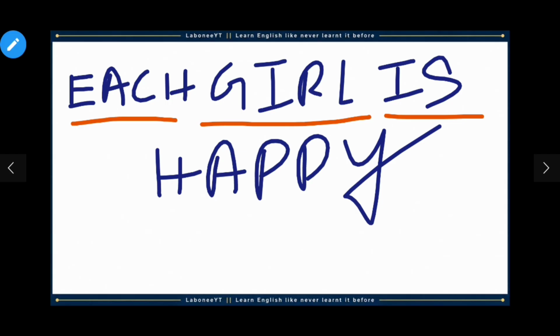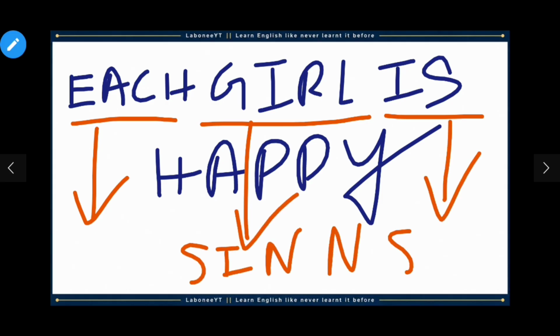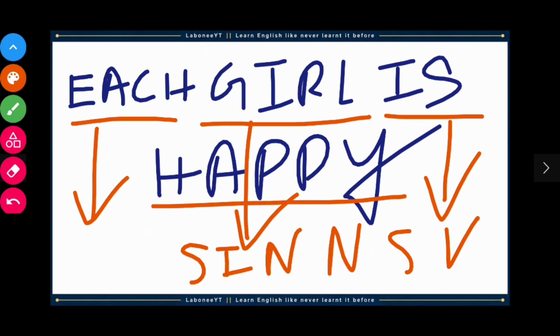Each girl is happy. Each, then singular noun, then singular verb, and then objective. We get it in every sentence. That is the main thing. So next we shall know more explanation about the specific word.